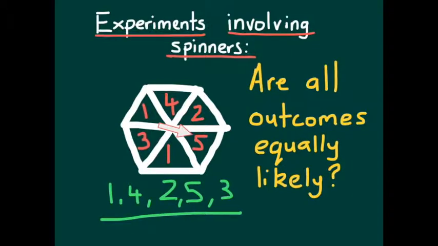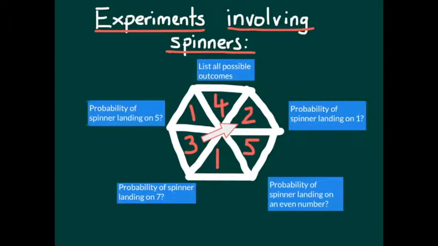And it says, are all outcomes equally likely? Well, they're actually not. Reason being, because we have a 1 here and a 1 here. So it's not equally likely that each number could appear. Number 1 has a bit more of an opportunity to be spun around on. Let's look at a few more questions involving the spinner.